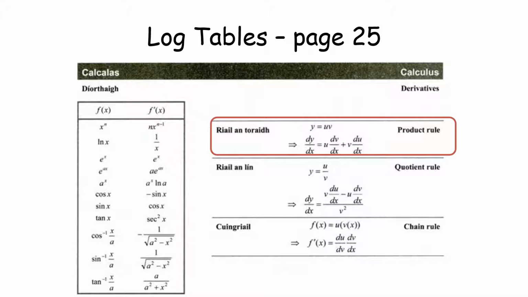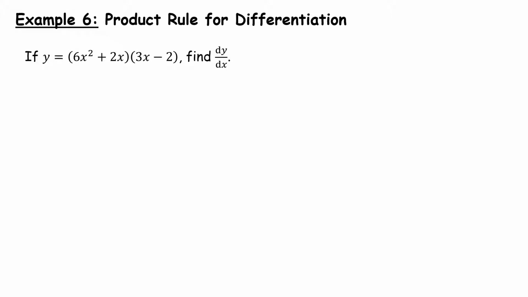So let's take a look at an example of how we could use this. So if y is equal to 6x squared plus 2x times 3x minus 2, find dy dx. So yes, of course, you can multiply them out, but it won't always be nice and straightforward like that. And like I said, it's very easy to get things wrong when we're doing some multiplication. So instead what we're going to use is when y is equal to uv, so there's my u, there's my v, we're going to get dy dx as u dv dx plus v du dx.